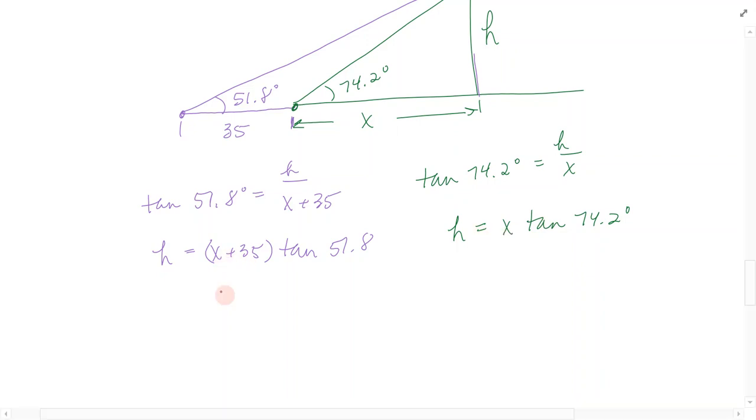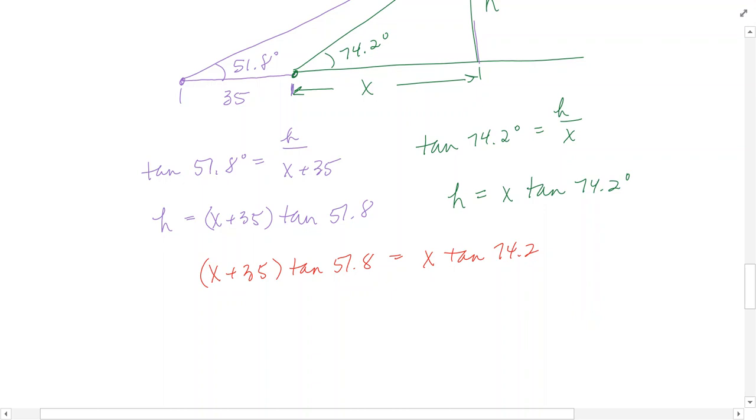So what that looks like is we have (x plus 35) times the tangent of 51.8 is equal to x times the tangent of 74.2, because both of these expressions are equal to the exact same height. We can set the expressions equal to each other. Now we want to gather the variables up on the same side.